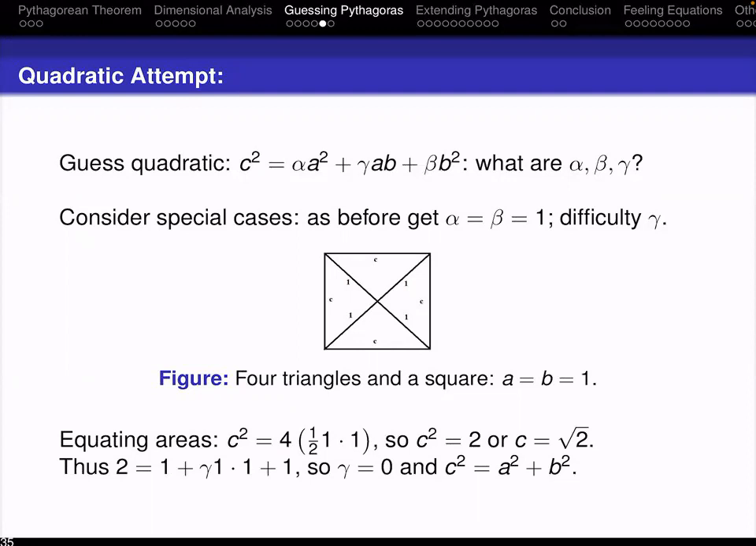Did we just prove the Pythagorean theorem? Did I just give you a new proof of the Pythagorean theorem? Yes or no?